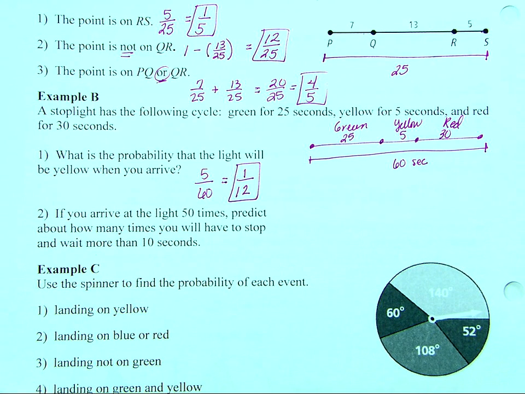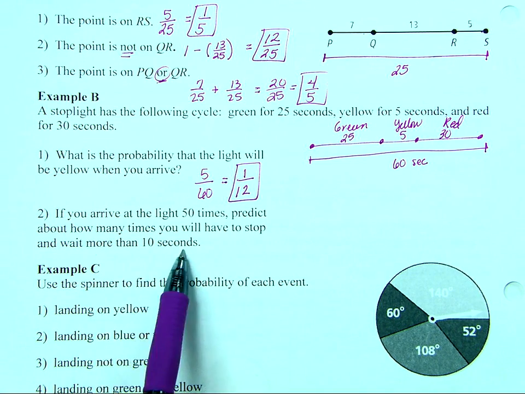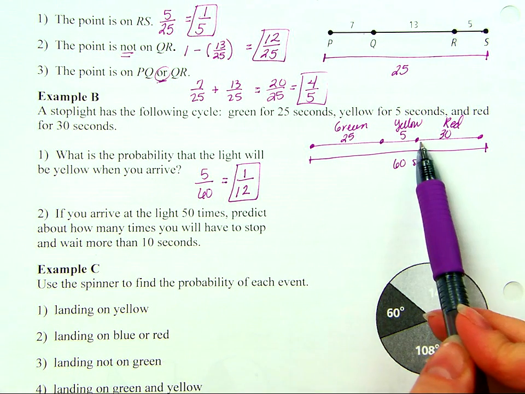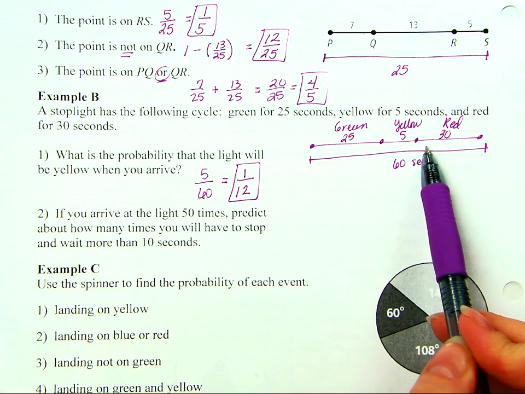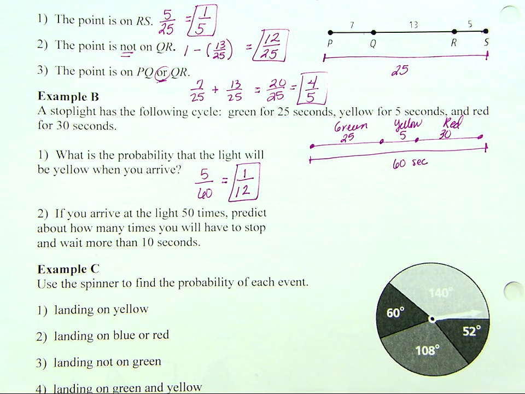Question 2, if you arrive at the light 50 times, predict about how many times you will have to stop and wait more than 10 seconds. We arrive at the light 50 times, predict how many times you'll have to stop at the light and wait more than 10 seconds. So first we need to know what that probability is. Waiting more than 10 seconds, that can be kind of tricky. We know that that would mean that the light would have to be red if we are waiting, but it said that we have to wait more than 10 seconds.